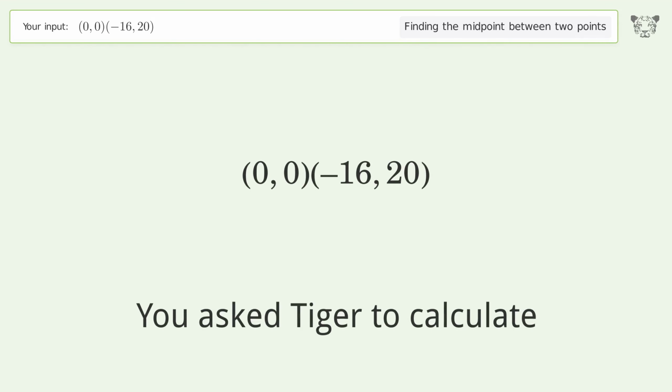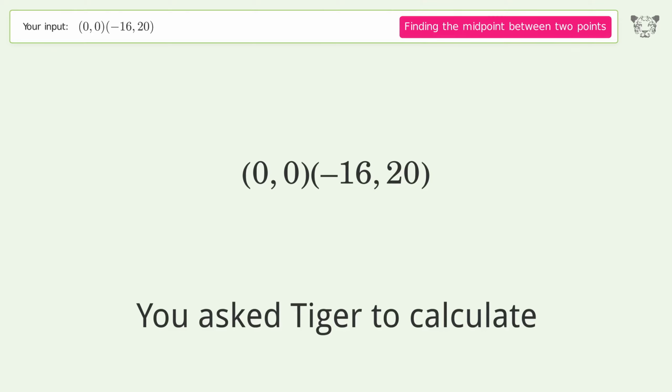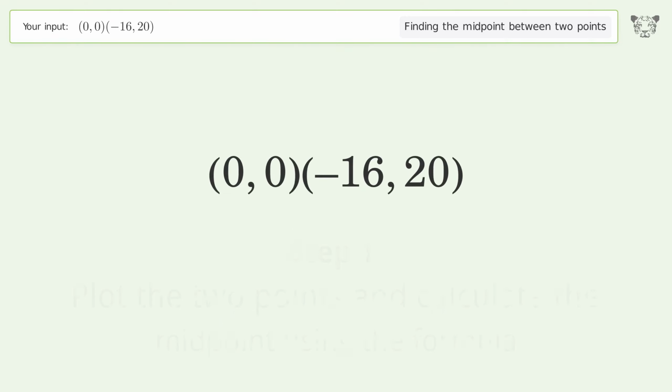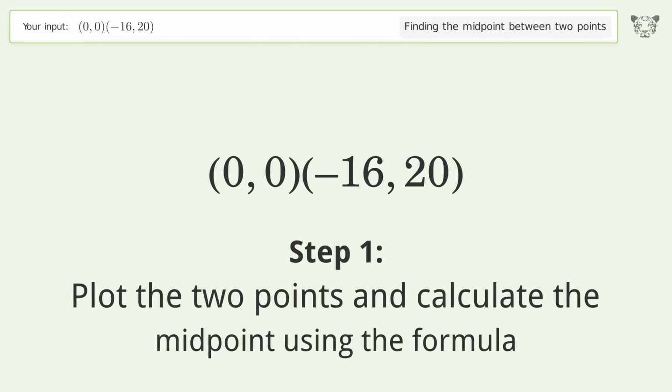You ask Tiger to calculate. This deals with finding the midpoint between 2 points. The midpoint between the 2 points is -8, 10. Let's solve it step by step. Plot the 2 points and calculate the midpoint using the formula.